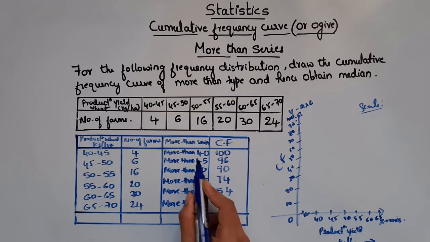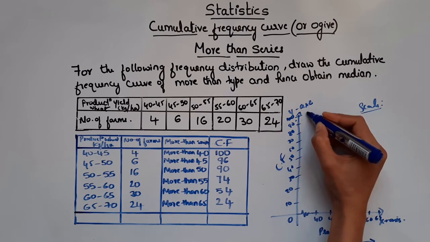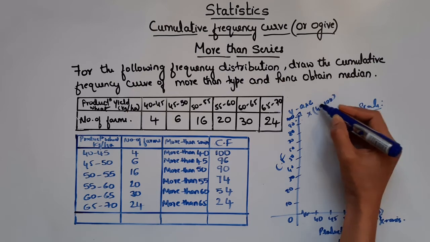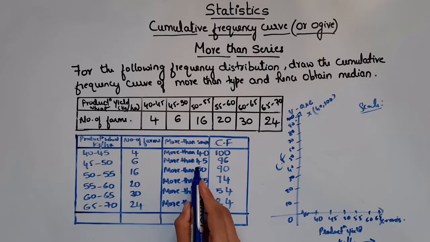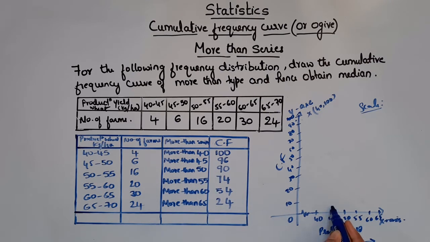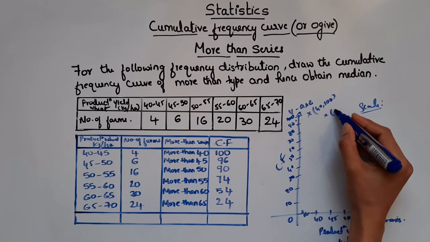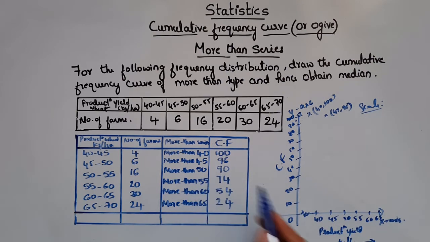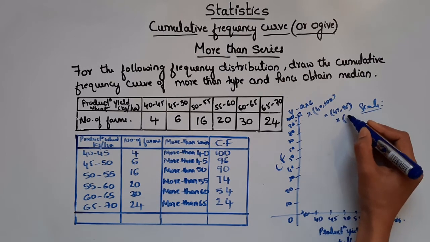Alright. So here we have 40 and 100. So 40 is x-axis. So 40 and 100 in the y-axis. So here we have cumulative frequency is 100. So this point. So this is 40, 100. You will always write your x value first and then your y value. So next we have 45 and 96. So 45 and 96. So that will come around here. Next we have 50 and 90. So 50 and 90. So let's see this point.